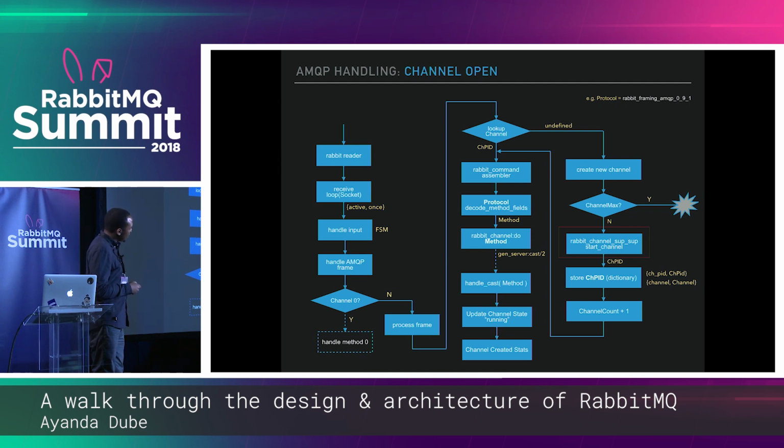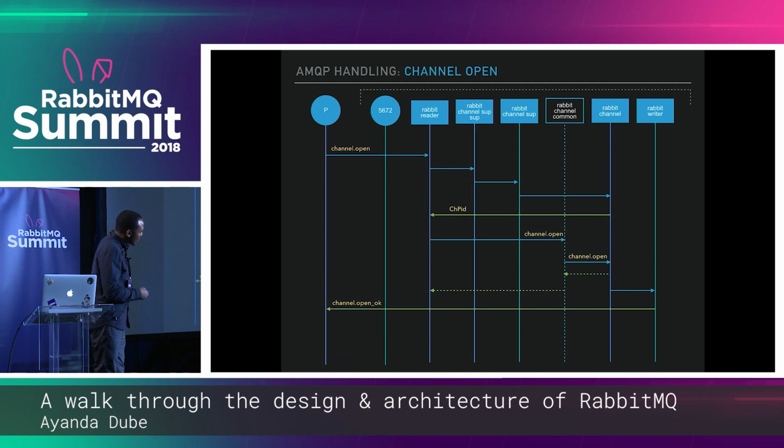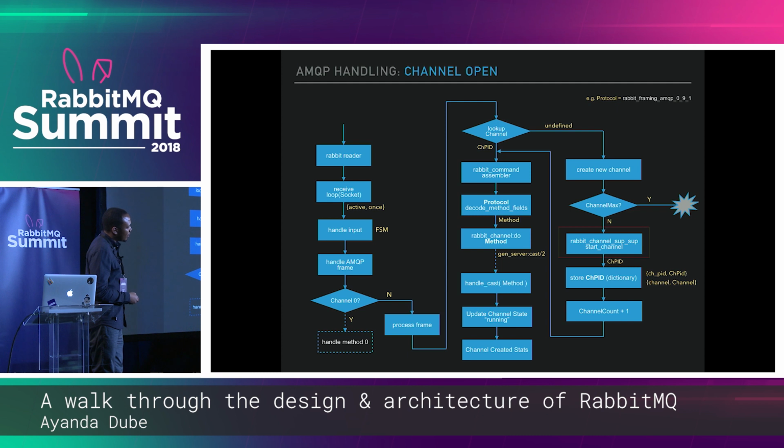If it does exist, it'll decode that channel open primitive, and then handle the method and cast it across. This is the part where a message is sent out to the channel to initialize the state. So this can be across different nodes. It will forward that message, and that will set the channel to a running state. And that's when your channel is started.